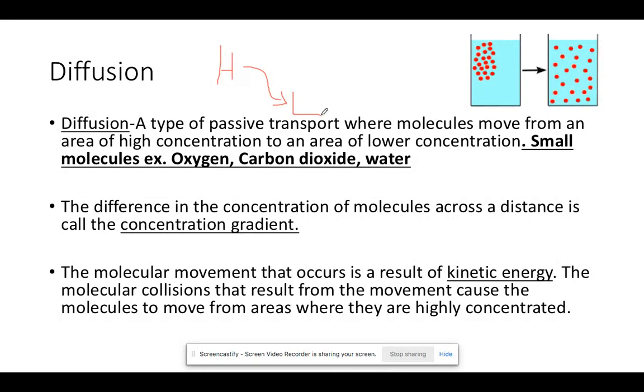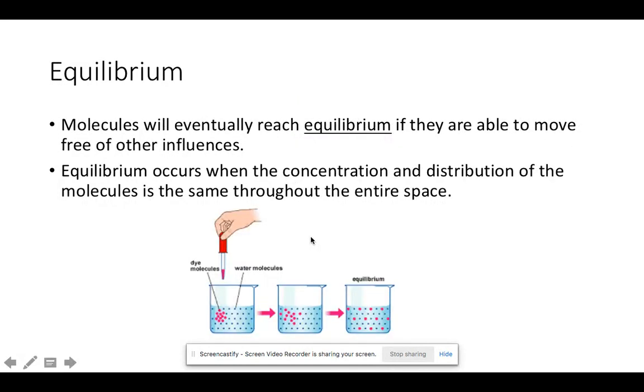So examples of diffusion are small molecules like carbon dioxide, water, and oxygen, and they're going to go with their concentration gradient. Once they've reached equilibrium, the molecules are spread apart equally. Here we'll do a quick demo in class. The molecules are going to move from an area of high to an area of low concentration.